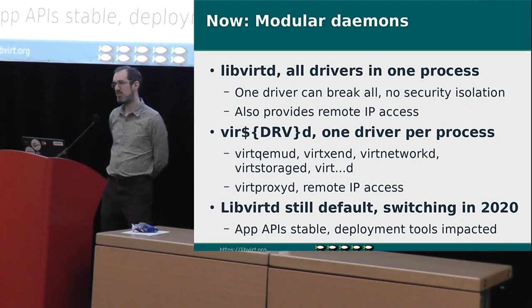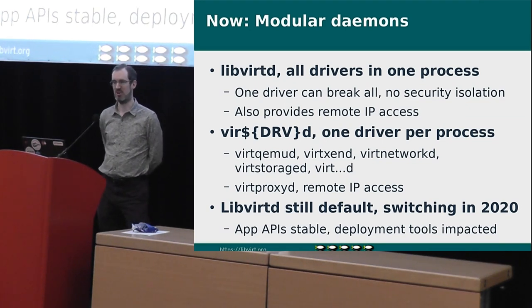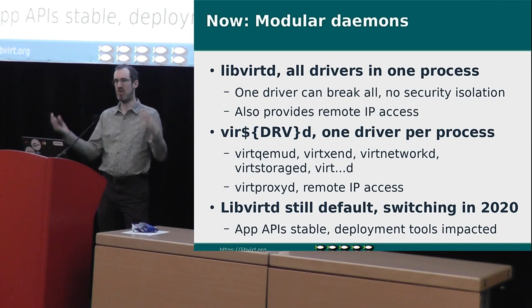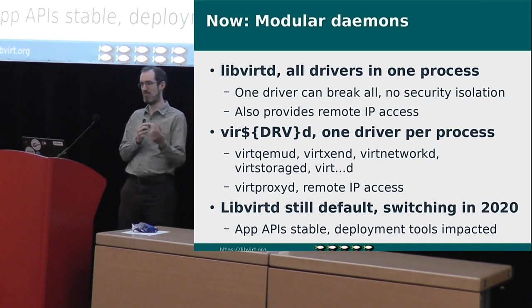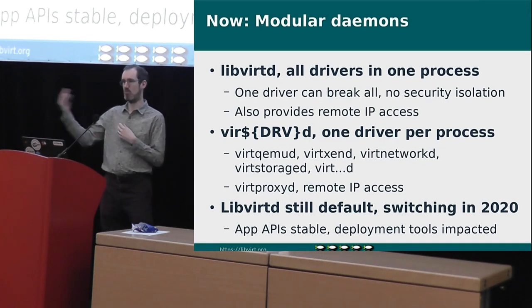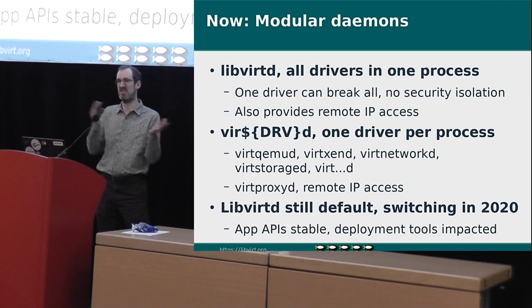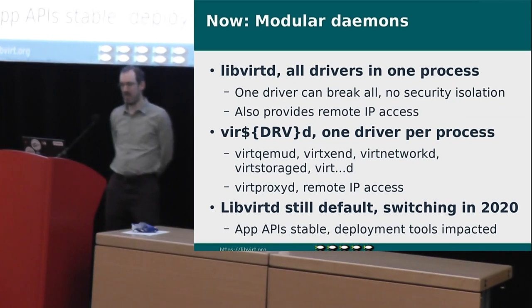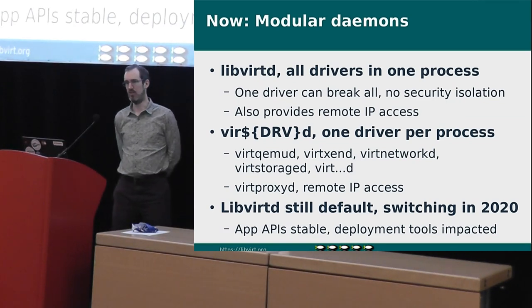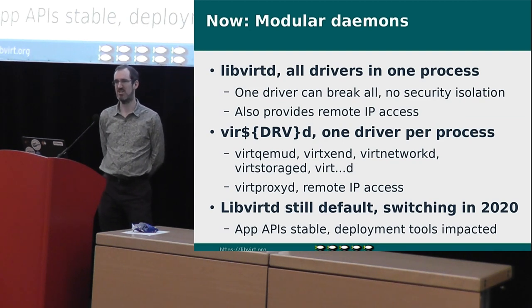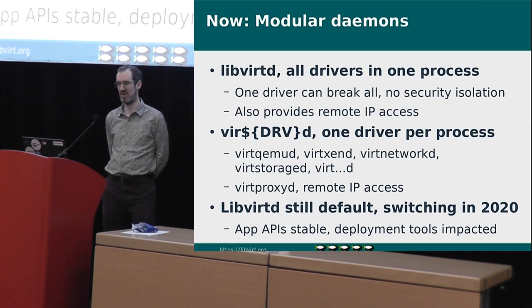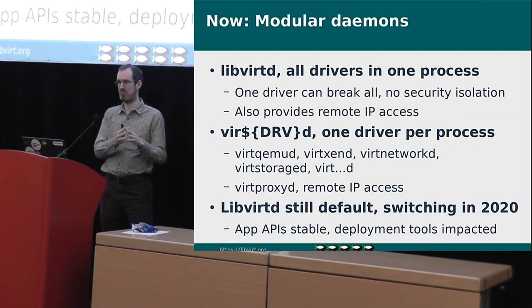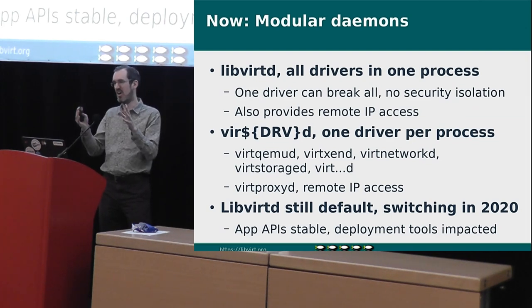So we've split up the Libvirt daemon into lots of smaller daemons, basically one daemon per functional area in Libvirt. So we've got a QEMU daemon, a Xen daemon, a network daemon, a firewall daemon, and several others. We've also got a separate thing called the Libvirt proxy daemon, and this is responsible for providing remote IP-based access to the Libvirt API. So it's a completely separate process that exposes it over the network and then proxies through to the appropriate modular daemon.